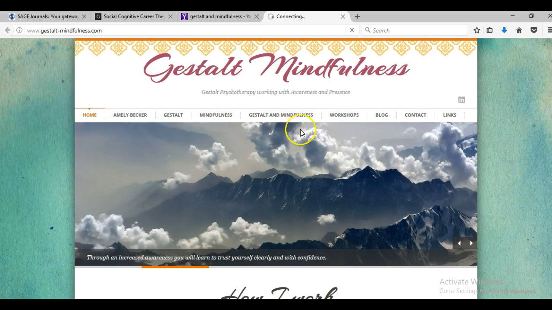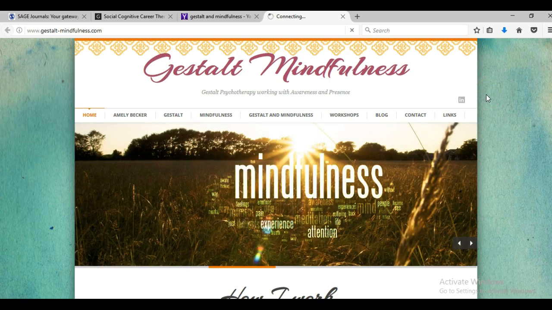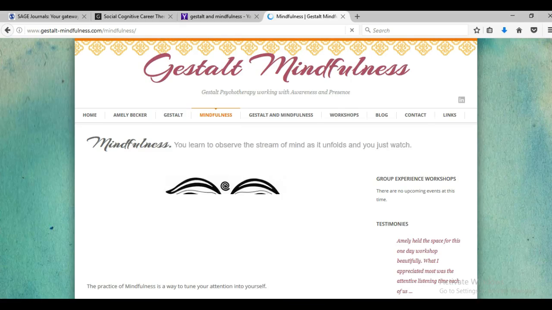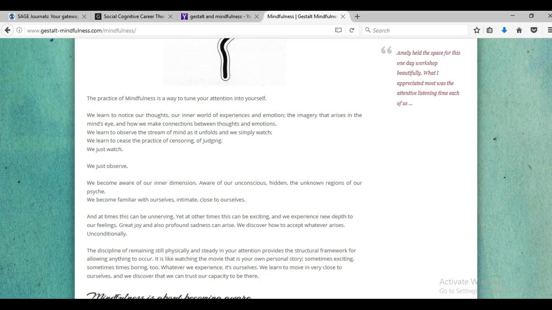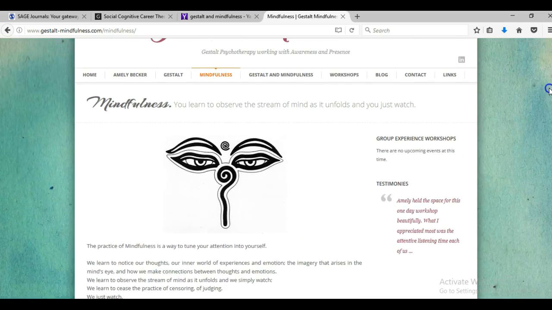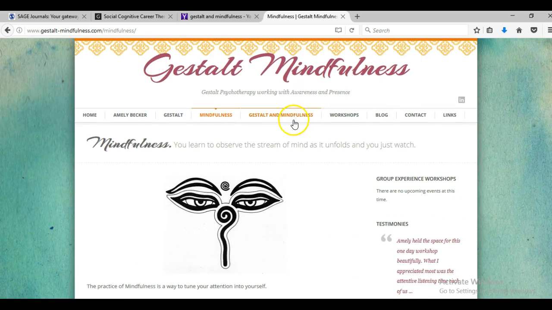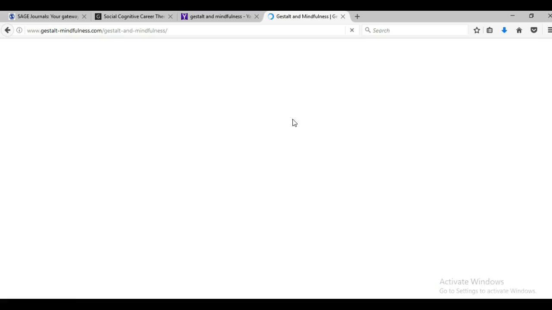So mindfulness is a type of meditation, a type of practice where you're striving to tune your attention into yourself. We learn to notice our thoughts, our inner world of experiences and emotions, really bringing us to the here and now, which is not very different from Gestalt, which is, I think, probably why my mind went here right away as I'm getting more into this Gestalt theory.